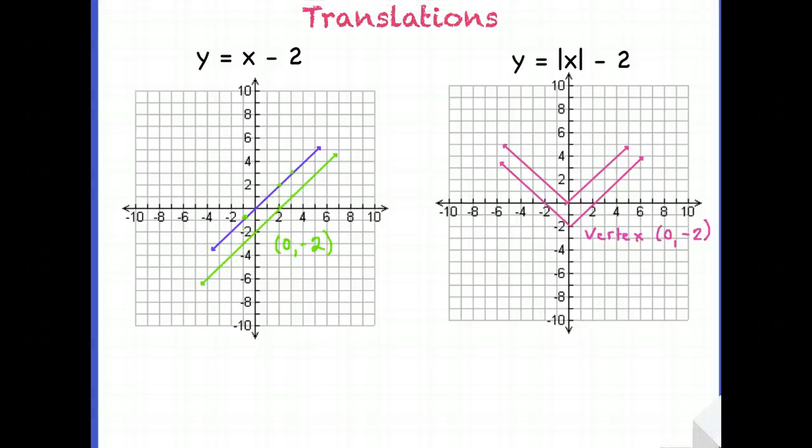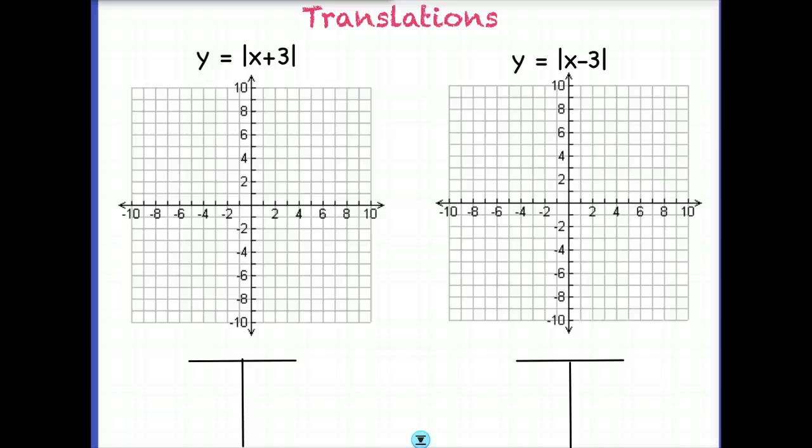Okay, so let's continue on. Let's look at a different type of translation. So this is inside of our absolute value bars. So I would wonder, what is that going to do to my absolute value equation? And we can make some predictions. I look at this and say, well, this is inside here with x. It's not on the outside. But what's going to happen?